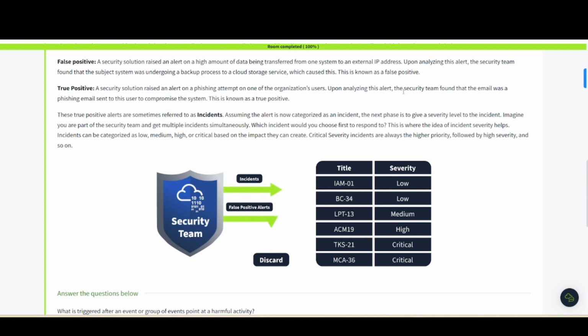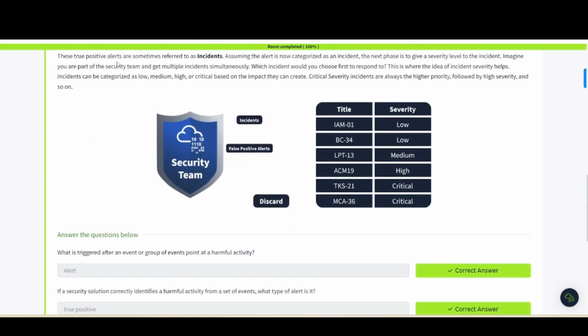Upon analyzing this alert, the security team found that the email was a phishing email sent to this user to compromise the system. This is known as a true positive. These true positive alerts are sometimes referred to as incidents. Assuming the alert is now categorized as an incident, the next phase is to give a severity level to the incident.